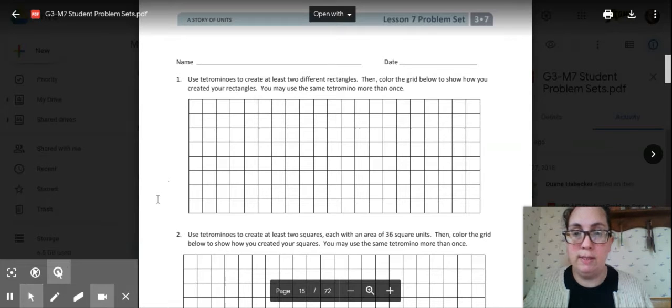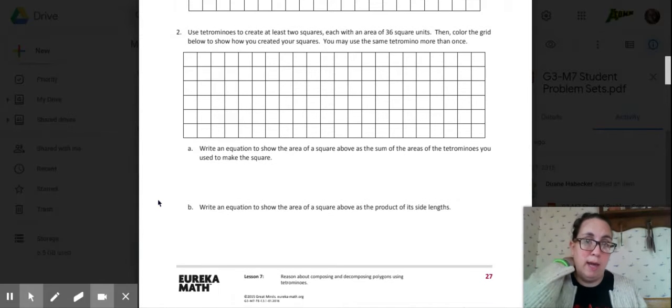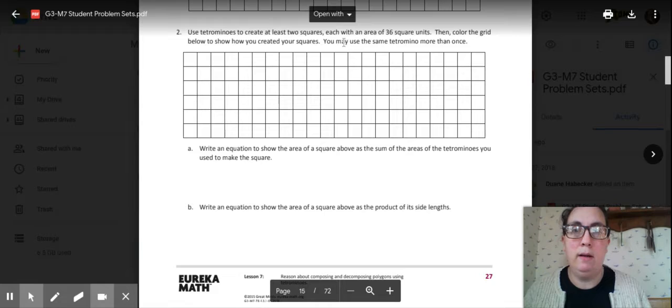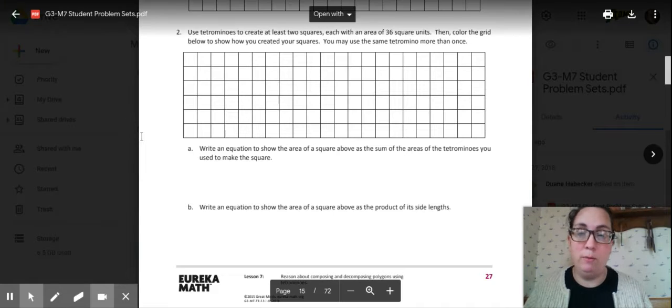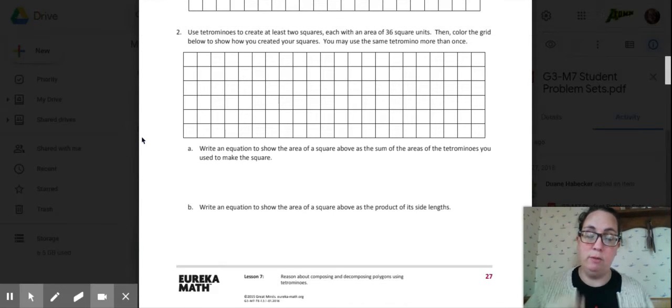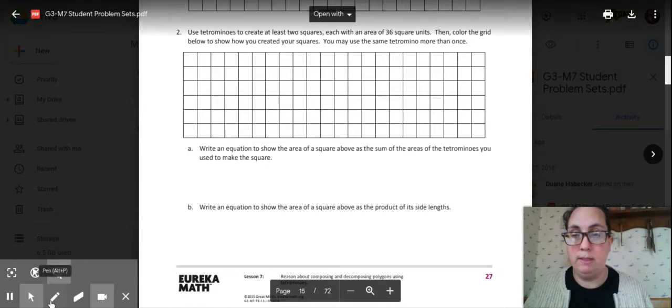Number 2, it says you are going to use those Tetris pieces to create 2 squares. Don't worry about that 36 inches. I just want you to make 2 squares. That's one of the reasons why it's taking 6 times to do this, because it's hard to make squares and rectangles and manipulating those pieces.